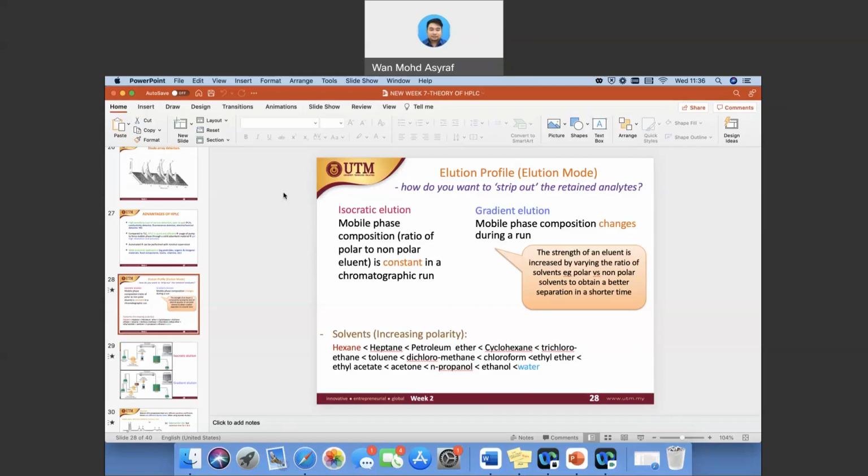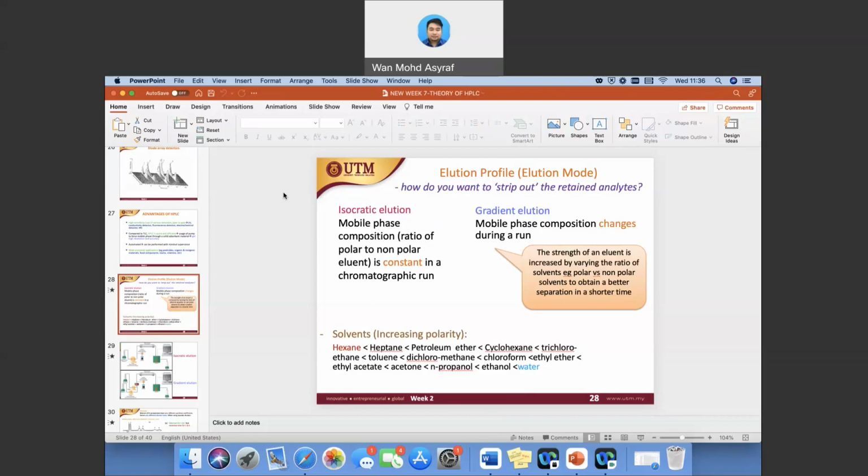But for gradient elution, you would set, for example, from 0 to 10 minutes, I want A to be 50% and B 50%. But from the 11th minute until the 15th minute, you want A to be 20% and B to be 80%. When you have set this, a gradient will be created because you have changed the composition of the mobile phase throughout the run. You need to set this. So that is what is meant by gradient elution.